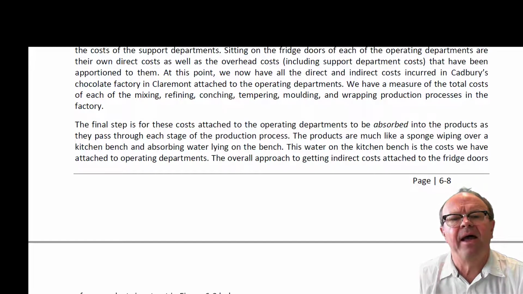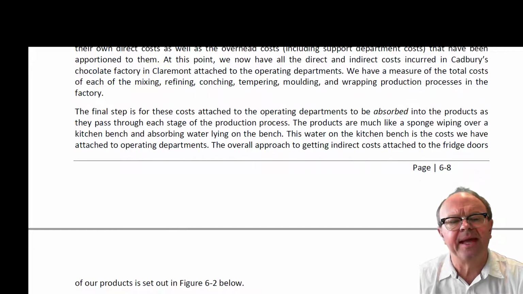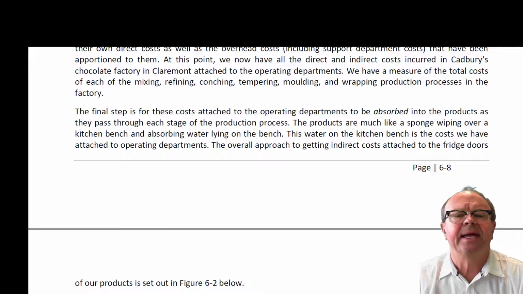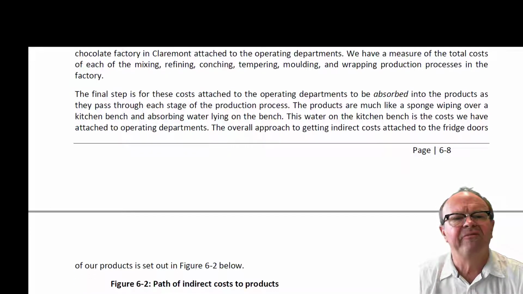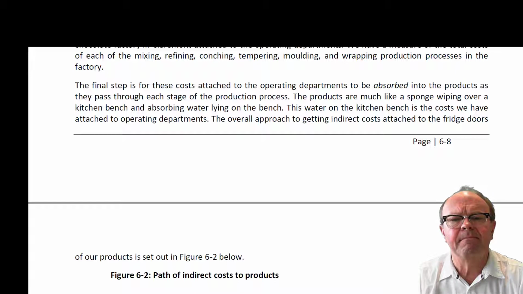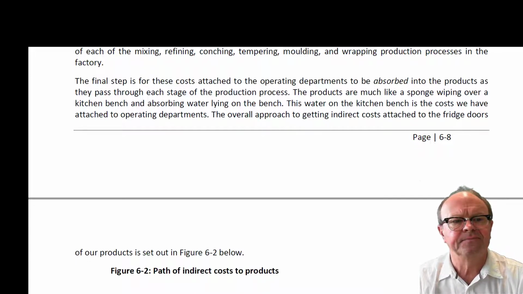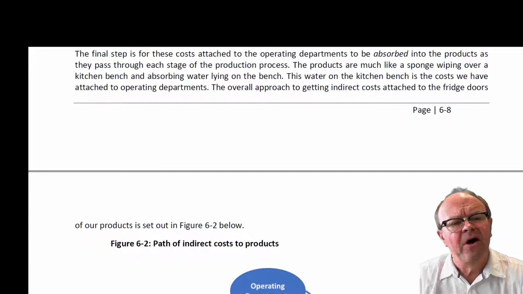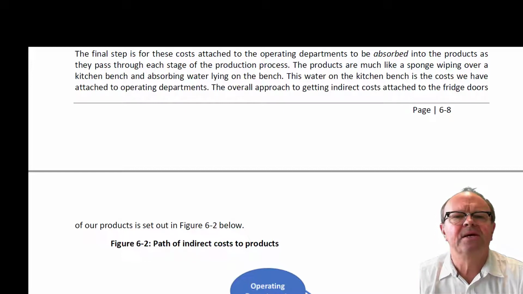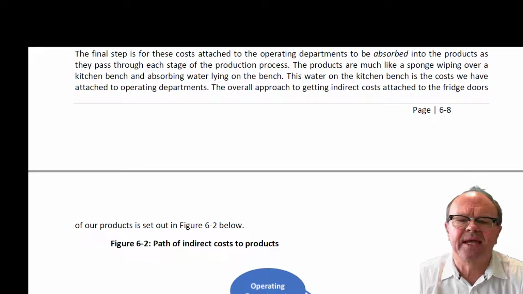At this point, we now have all the direct and indirect costs incurred in Cadbury's chocolate factory in Claremont attached to the operating departments. We have a measure of the total costs of each of the mixing, refining, conching, tempering, moulding, and wrapping production processes in the factory. The final step is for these costs attached to the operating departments to be absorbed into the products as they pass through each stage of the production process.